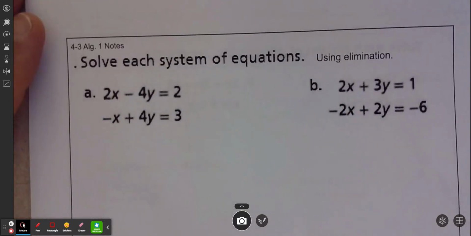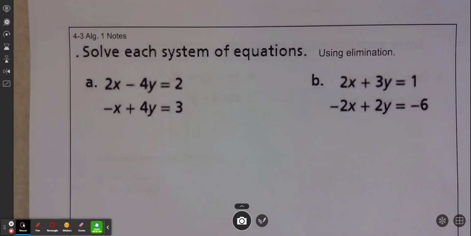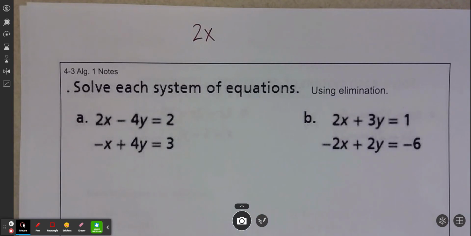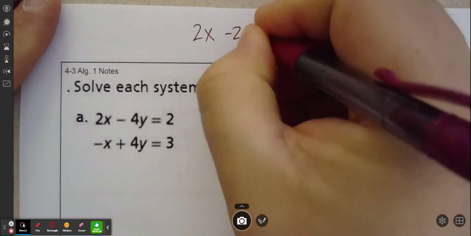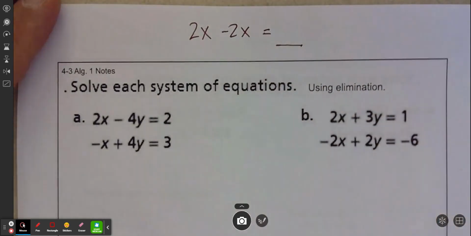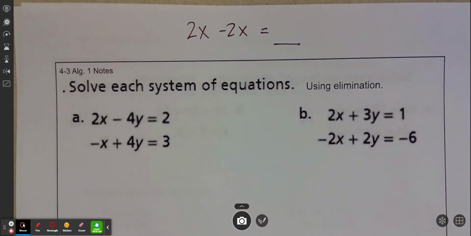Using elimination. What do you think of when you hear the word elimination? It gets rid of it. Literally gets rid of it. If I have a 2x in mathematics, what do I do to 2x to get rid of it? If I minus 2x, we end up with 0. And in elimination, we just leave it as blank. So that's the whole point of elimination, is that we're going to eliminate it. If you do not eliminate something, you're not doing it right.